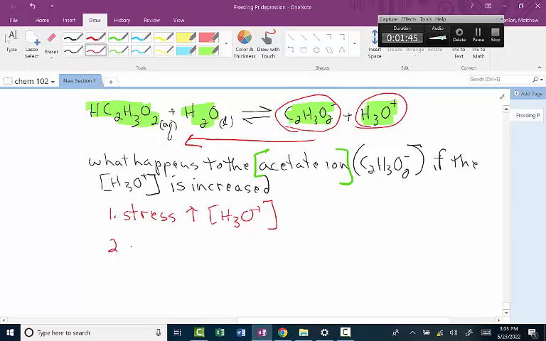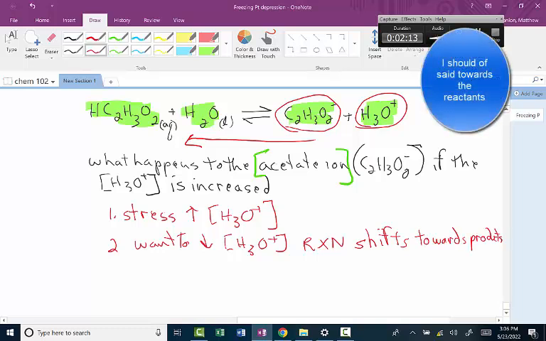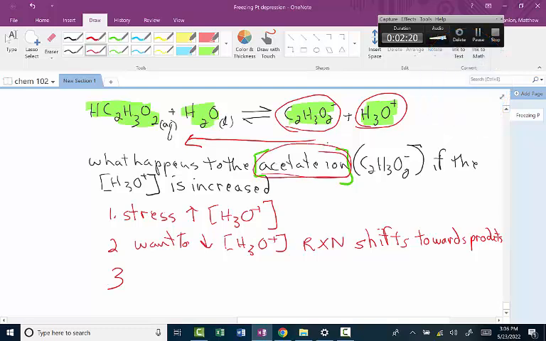So the stress is increasing H3O plus. We want to decrease the concentration of H3O plus because that's what the stress was. So the reaction shifts. It means it proceeds towards the products. Okay? Now the question is, what happens to the acetate ion? So if the reaction goes to our left towards the products, then that's going to remove acetate ion. So the concentration of acetate will decrease.